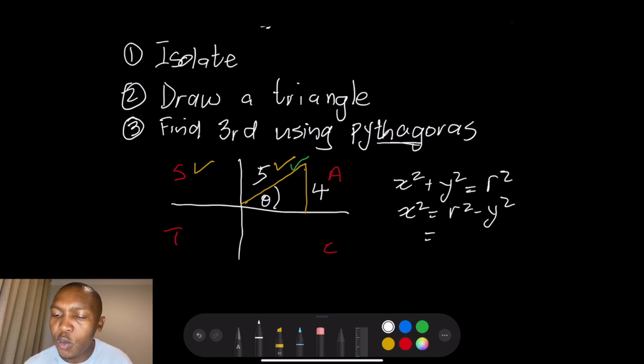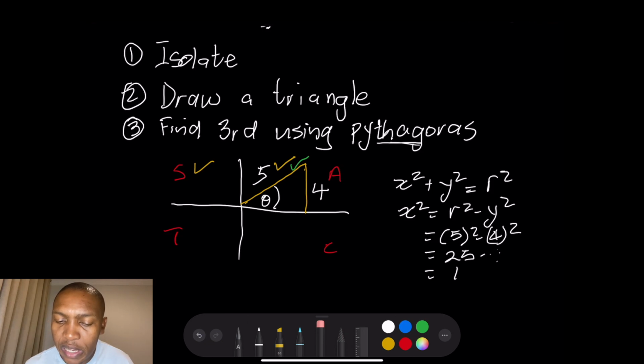So let's substitute. Our r is 5 squared minus 4 squared. And in this case, that's 25 minus 16 actually. I'm already thinking about the answer. So that's 25 minus 16, and in this case that would give us 9. Okay, that's x squared is equal to 9.